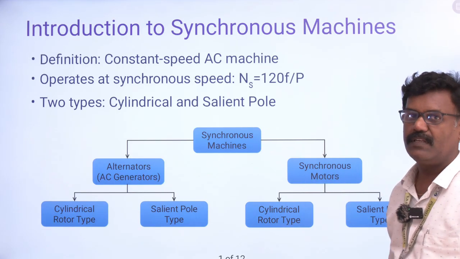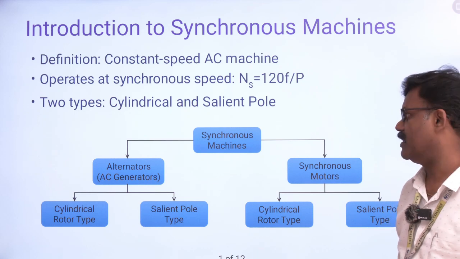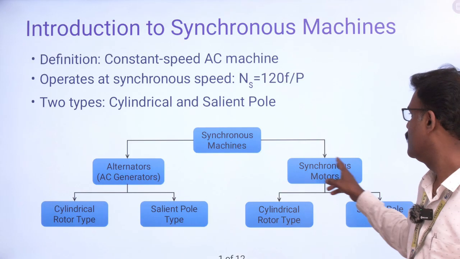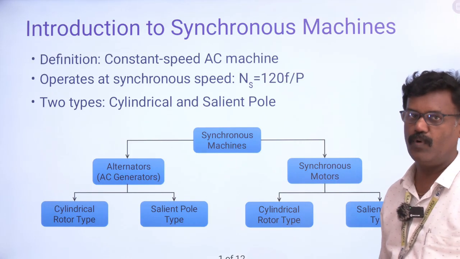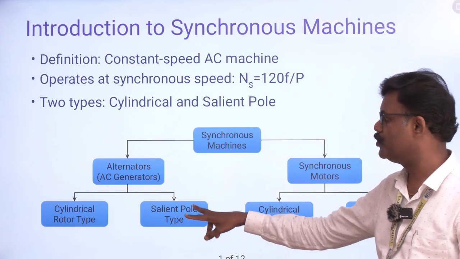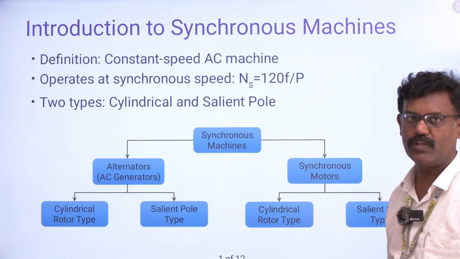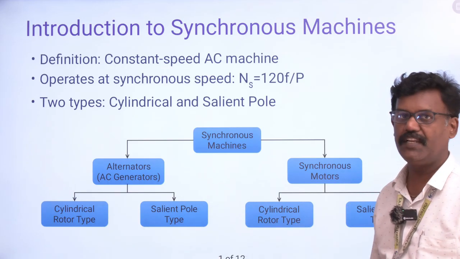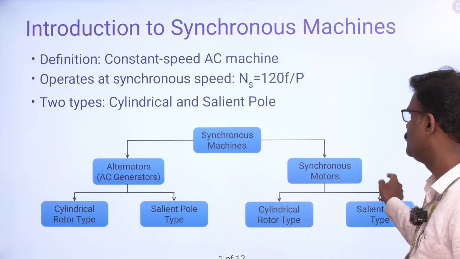The synchronous machine has two major classifications. One is alternators, which is nothing but an AC generator. The other one is the synchronous motor. Both categories are again sub-classified into two categories based on rotor structure: cylindrical rotor type and salient pole rotor type.